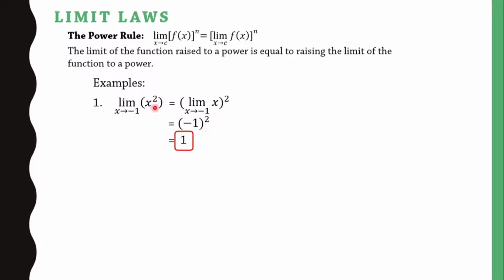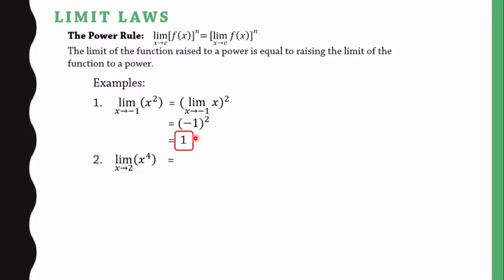Again, we take out the exponent and make it as the exponent of the whole limit expression. Then we use the identity rule to get the answer here, which is -1. Then we raise that to our exponent, which is 2. So -1 raised to 2, or -1 squared, is +1.